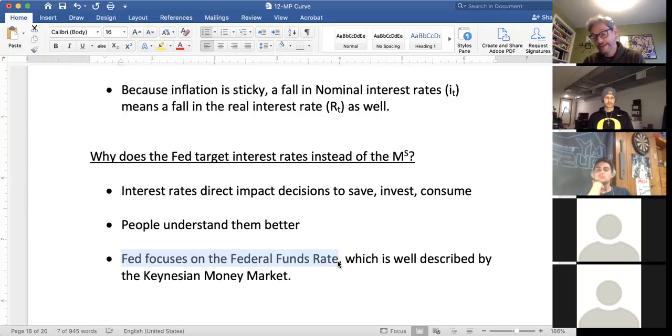In essence, how the Fed manages its day-to-day monetary policy is they pick a target, or a goal, for the federal funds rate that they think is consistent with what the economy needs in terms of output and inflation and unemployment, and then they try to maintain that federal funds rate over time.